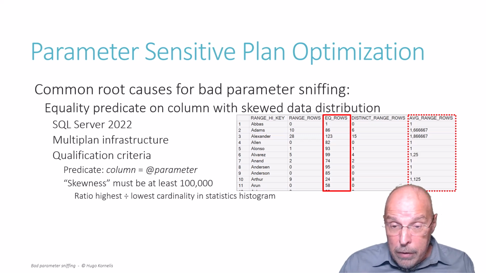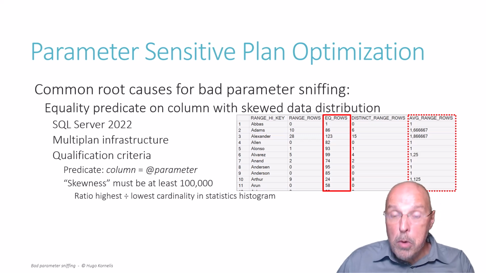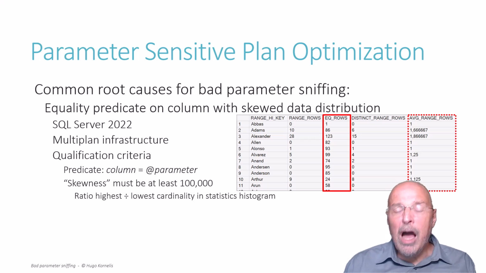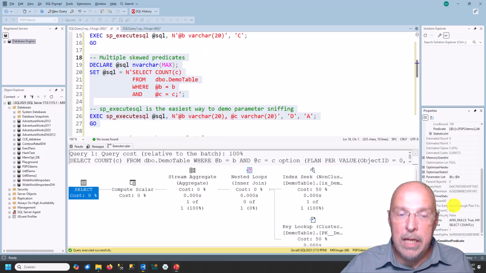And if we had 2 persons with last name Abbas, and that remains the lowest equality rows, then there has to be a name with at least 200,000. There has to be really high significant skew. If not, then PSPO does not even kick in. And I'll show this in the demo.